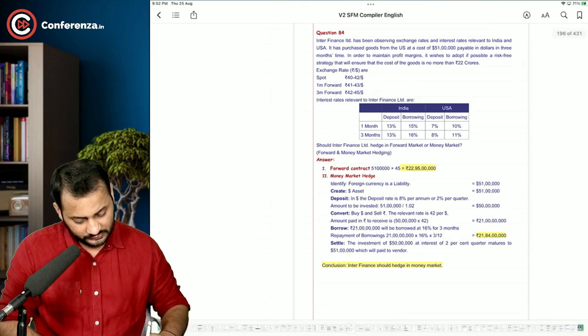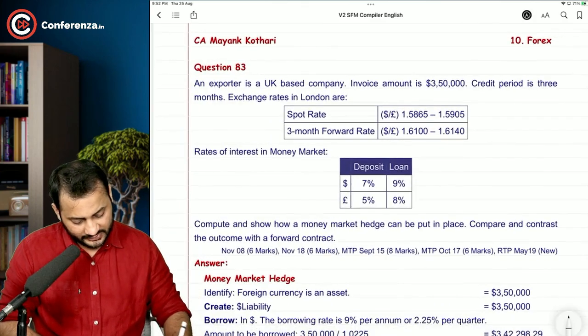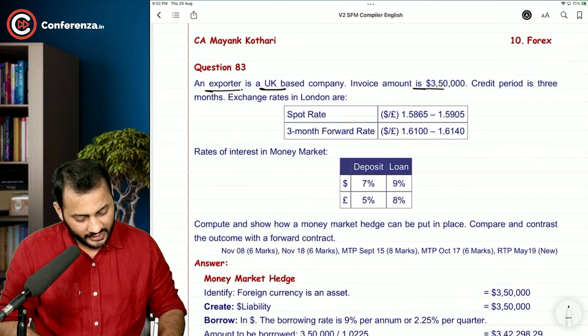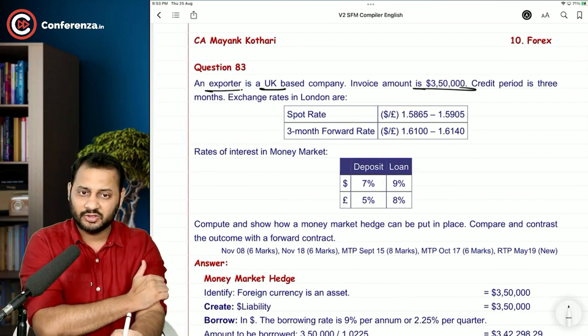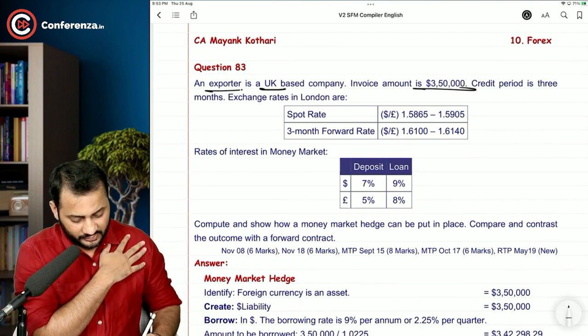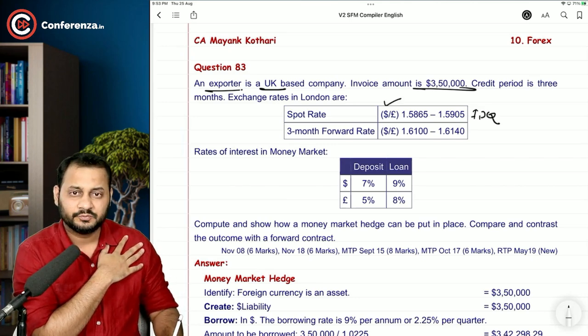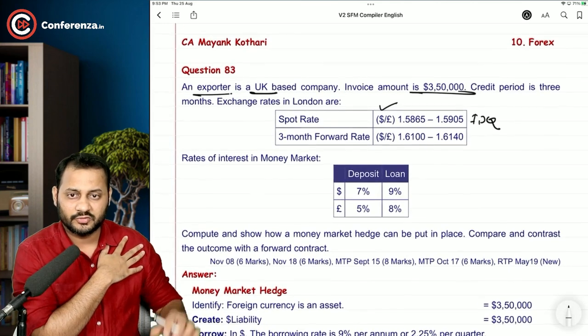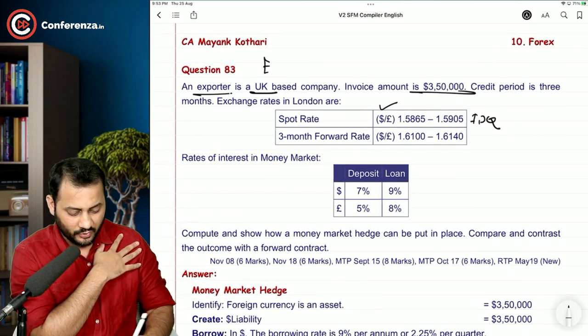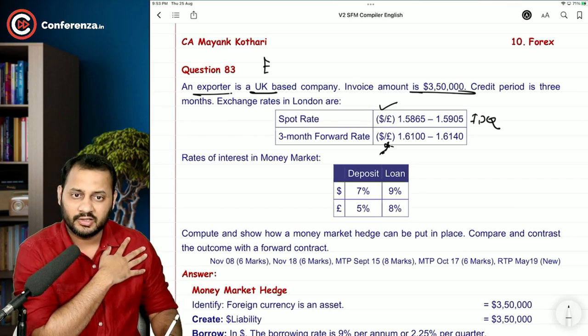The next question is 83. You can see that we are exporter in UK and we will be receiving $350,000. We have been given dollar per pound. That means this is indirect quote to us. Yes, because we are from UK, our home currency is pound and the base currency in this case is also pound. So be careful while picking up the rate.